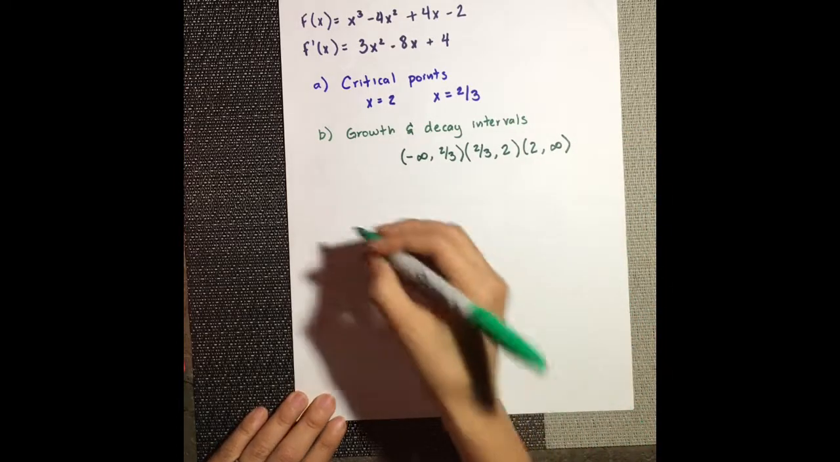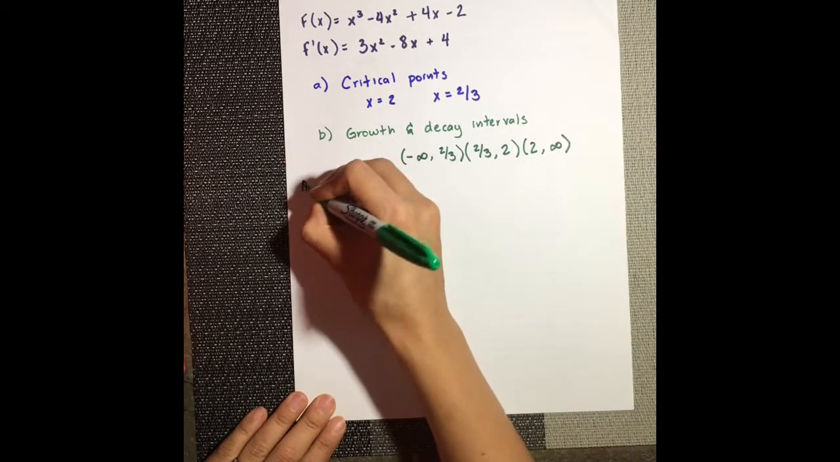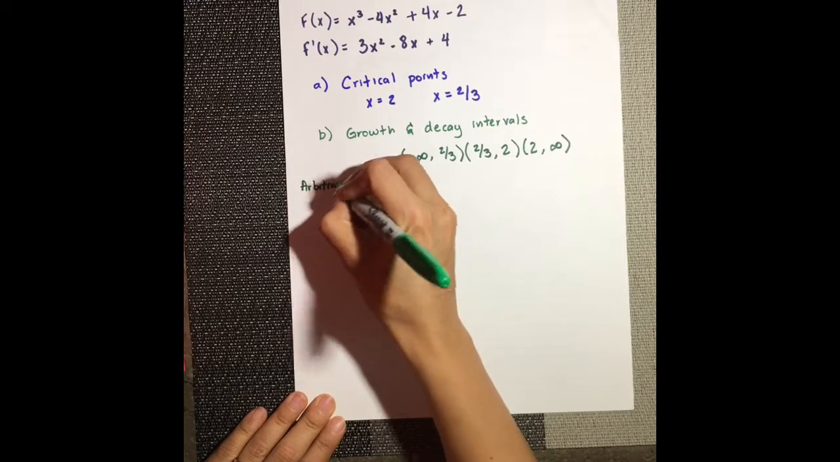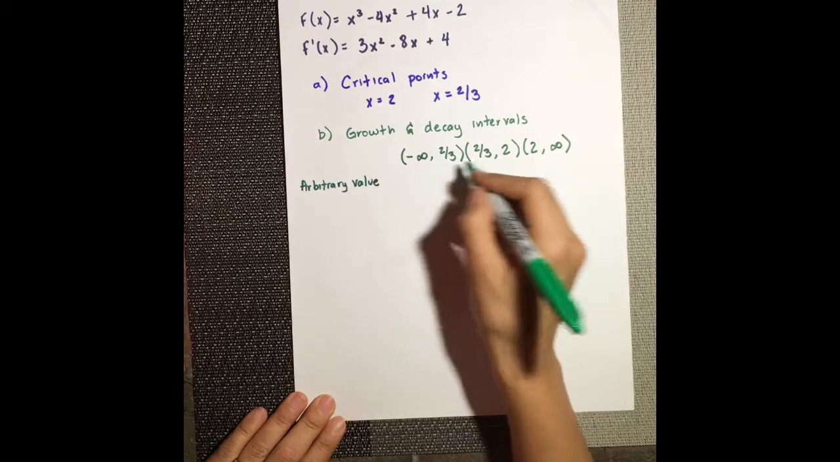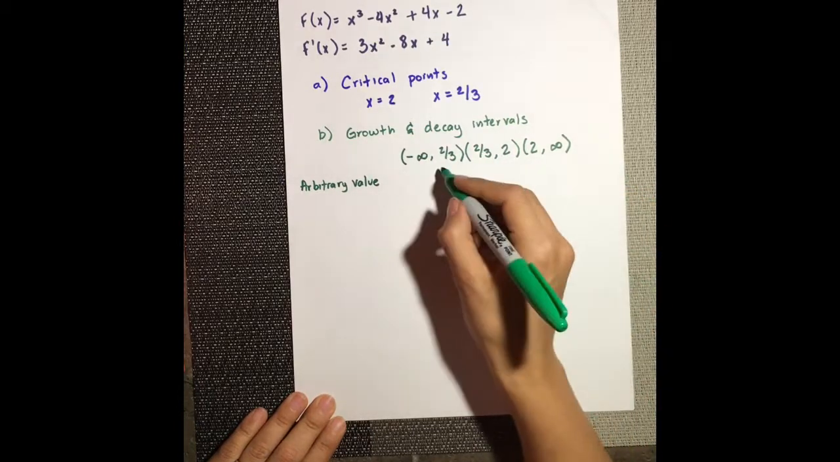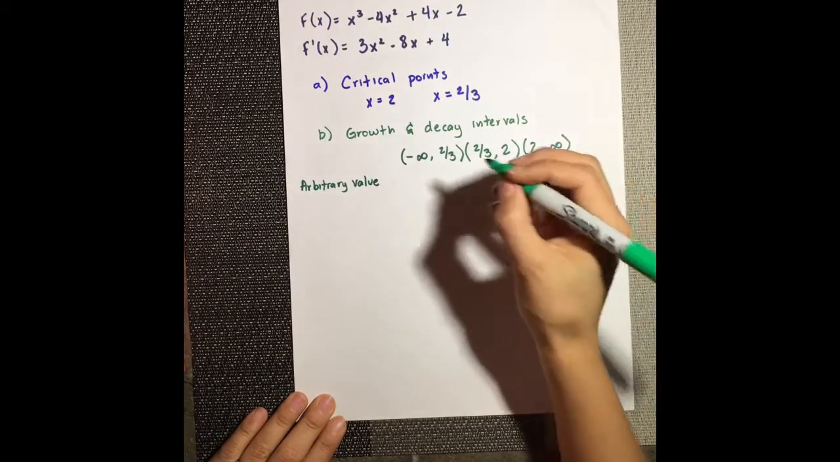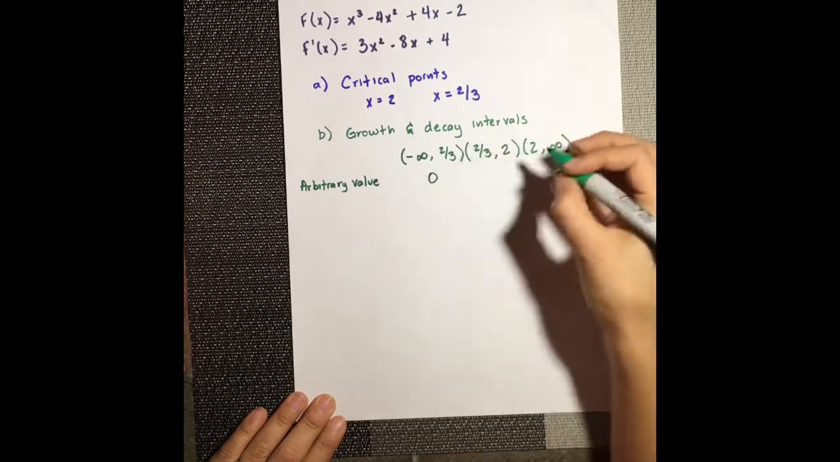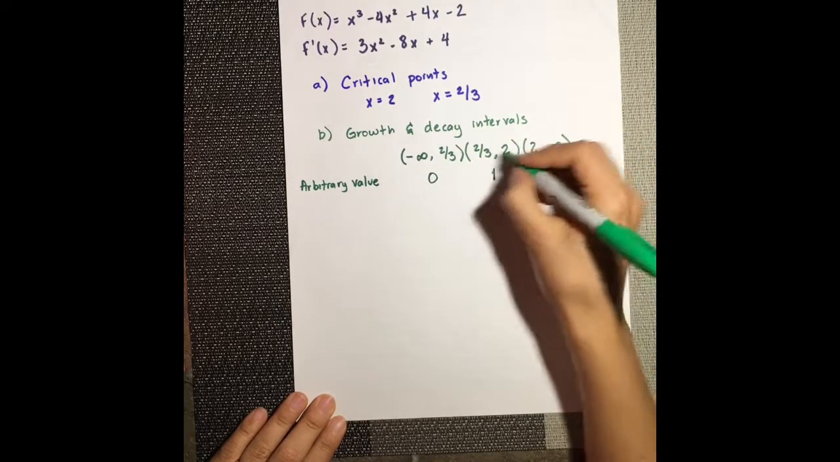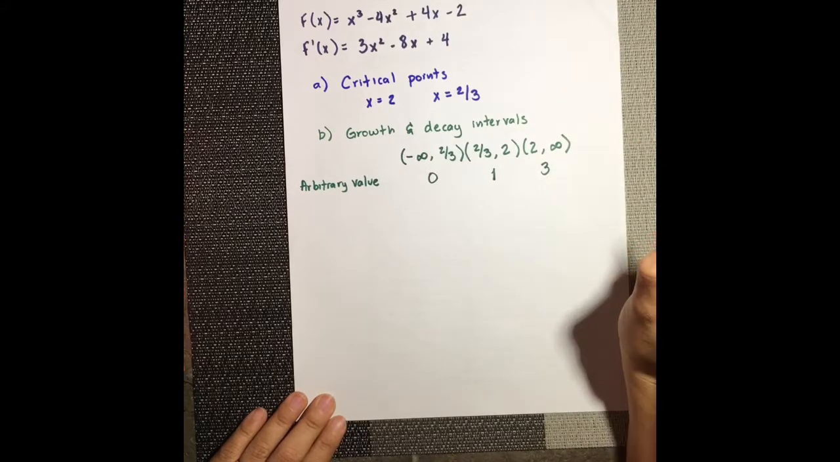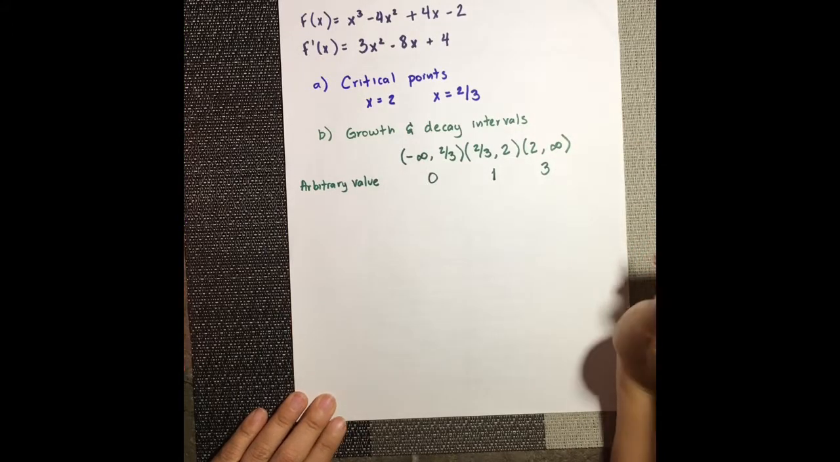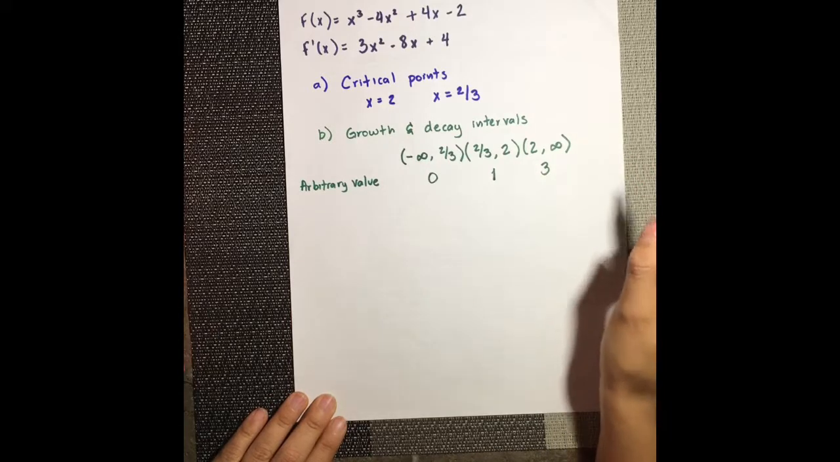I'm going to choose an arbitrary value that is within these intervals. So in this case, arbitrary values that are easy to work with. I'm going to choose 0 here. Over here, 1, a value in between these two, and the last one, between 2 and infinity, I'm going to choose 3. These are arbitrary values just to see more or less the way they behave.